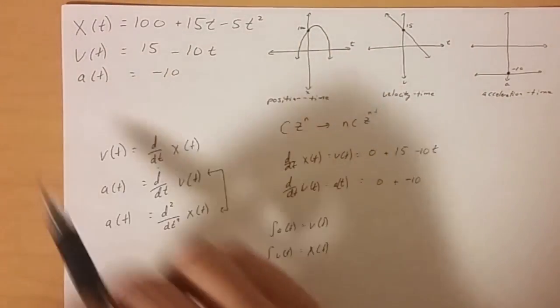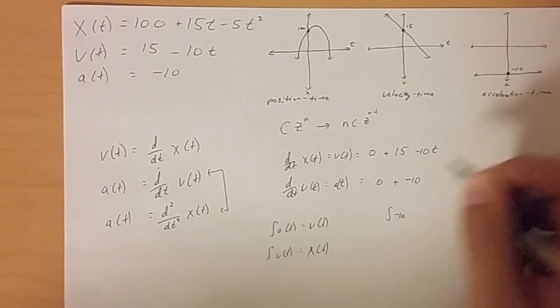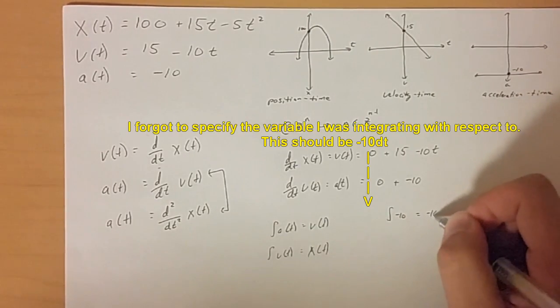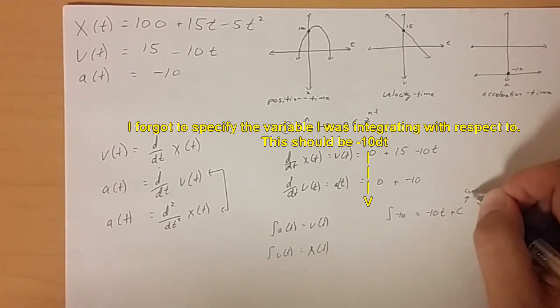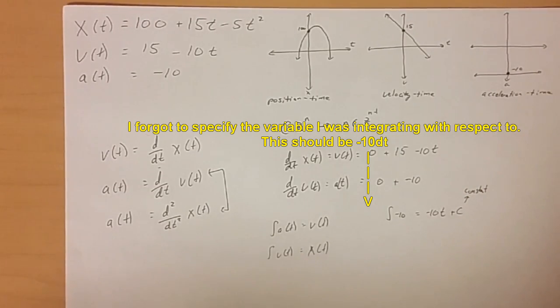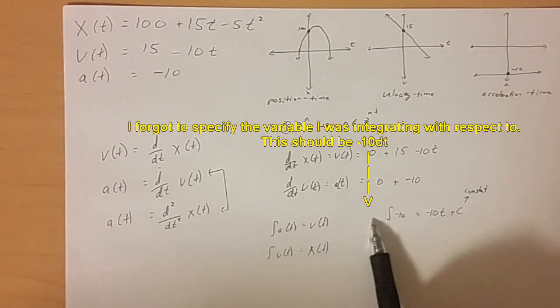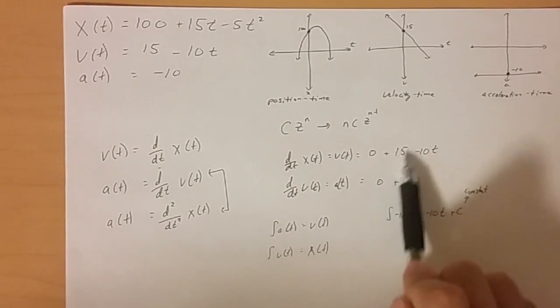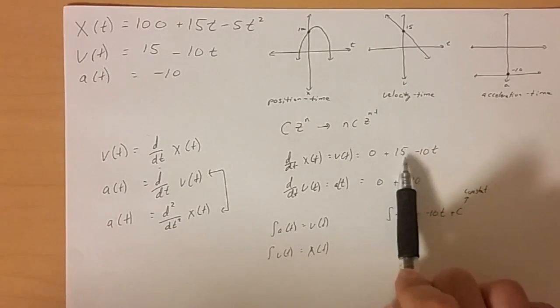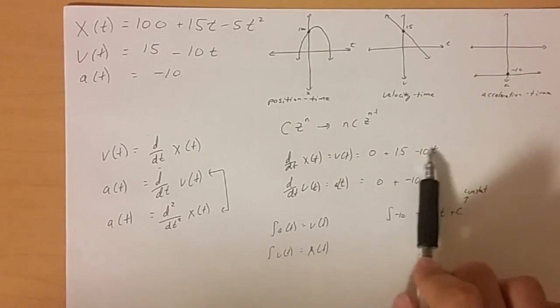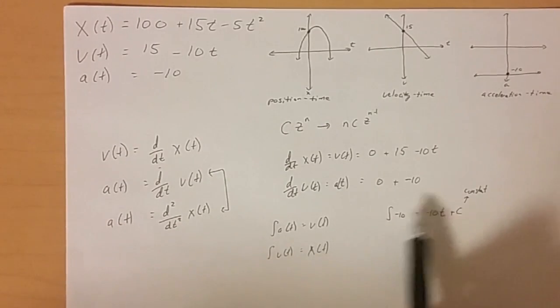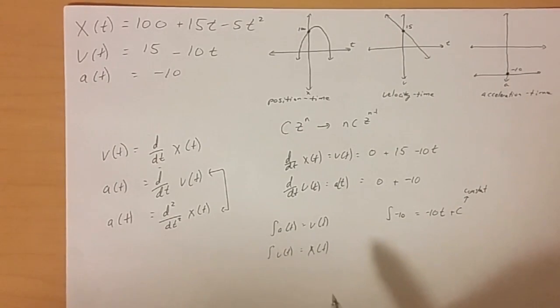The integral of my acceleration function, negative 10, is going to be negative 10t plus c. Now this c is super important because the c can basically be any constant. You remember when we took the derivative, the 15 goes away. It doesn't matter what this 15 is. It could be a 20, it could be a million, it could be a negative 10. Whatever it is, it's going to disappear after you take the derivative. So when you integrate, you have to add that constant back in.